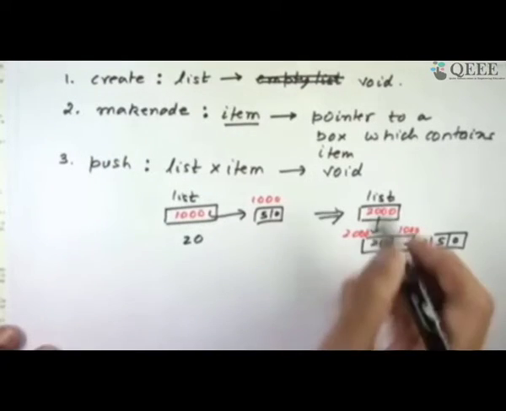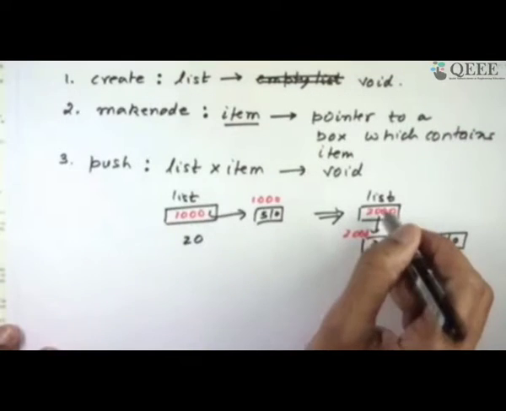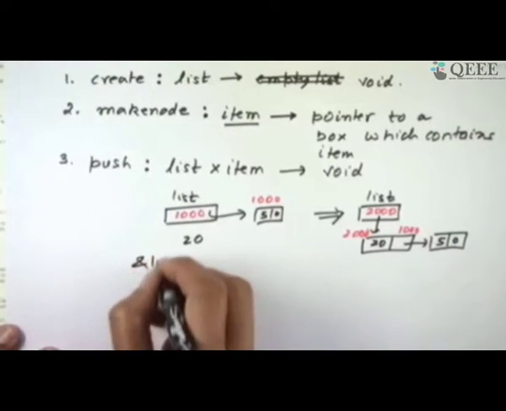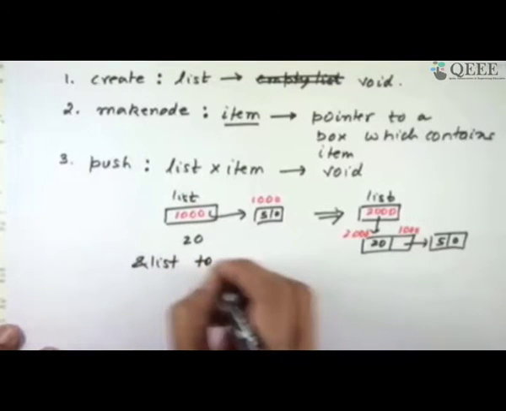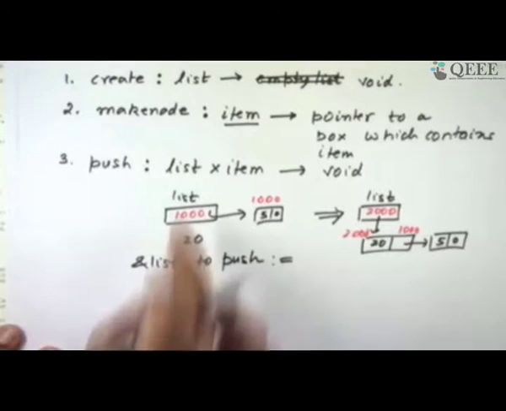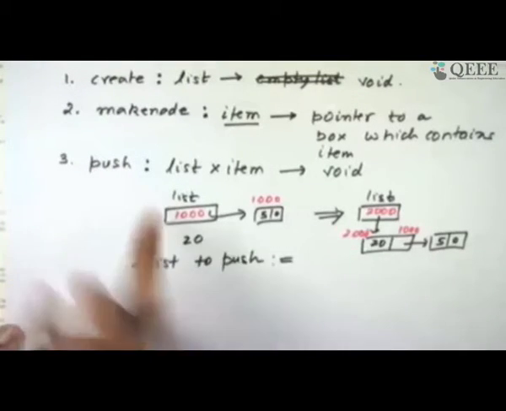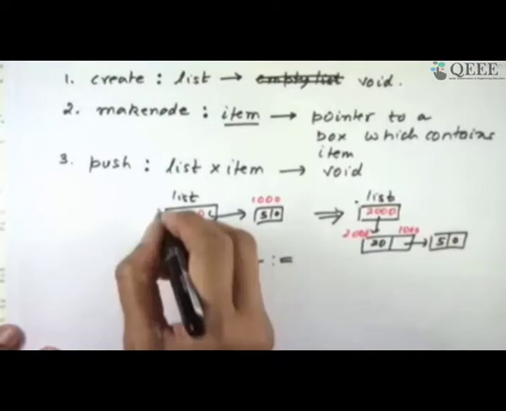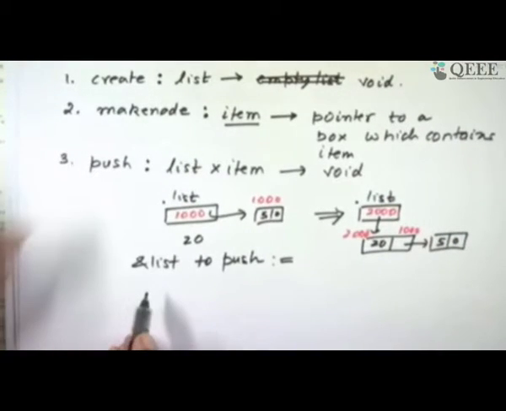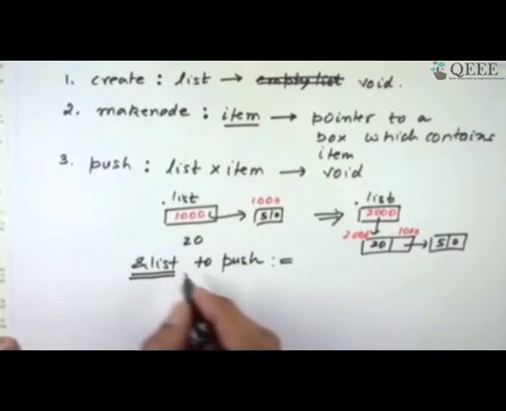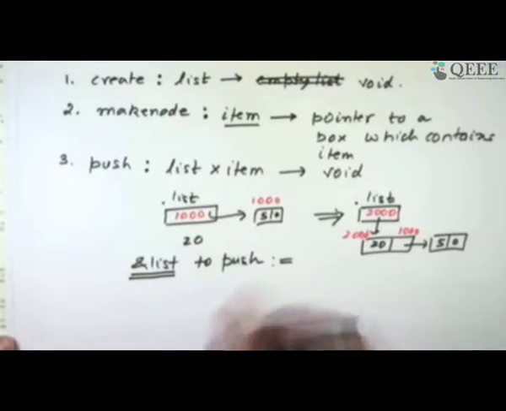In order to write something into a place, you must have the L value, which means unless I give the address of the list to push, this function will not be able to work. It has to change the list, so it must know where to write this word 2000. So I must know the address of the list, which is this. So push, in order to work like this as a void returning function, must be supplied with the address of the list because it wants to change the contents of the list.